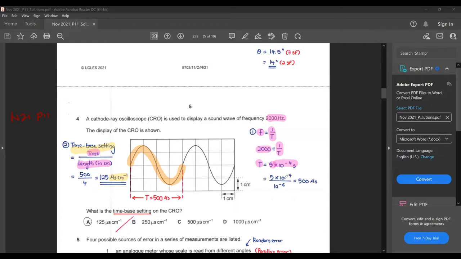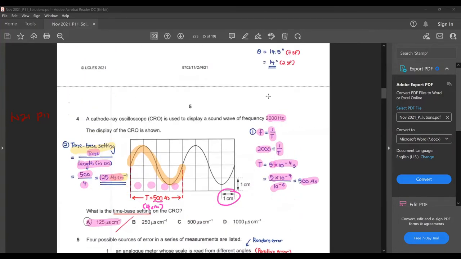Seconds, change it to microseconds by dividing by 10 to the power minus 6, you're going to get 500 microseconds. So for that one period here, you actually have four boxes. Four boxes is equivalent to 4 centimeter, because they already told you one box is 1 centimeter. So this four box also represents one period of 500 microseconds. You just take the time, divide by 4 centimeter, you're going to get 125 microseconds per centimeter. So this is your time-base setting. Answer choice A. Okay, be straightforward.